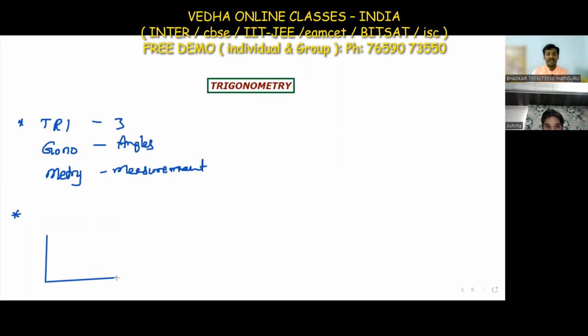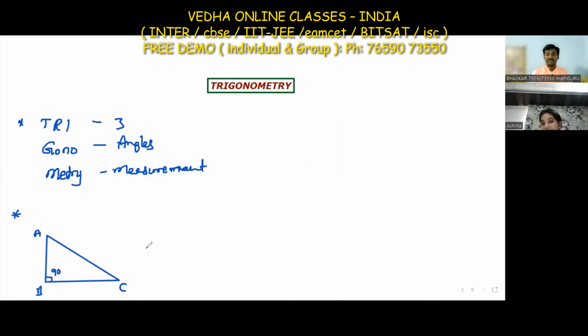What is a right angle triangle? In a triangle, if one angle is 90 degrees, then the triangle is a right angle triangle. Here this angle is 90 degrees, so this is the right angle triangle. Related to the right angle triangle, we have one famous theorem: Pythagoras theorem.